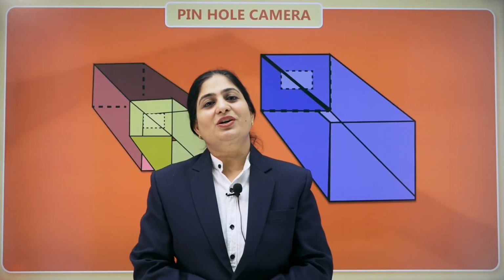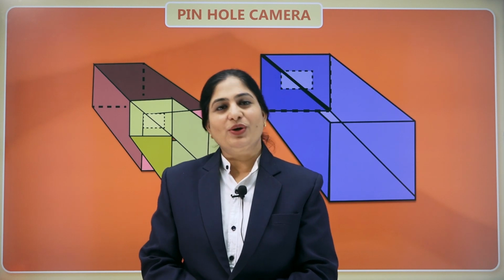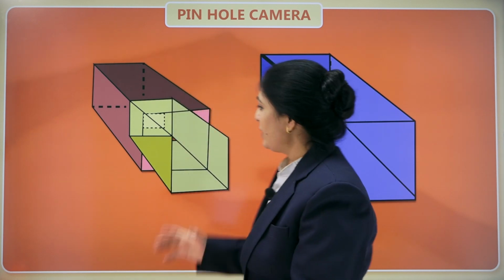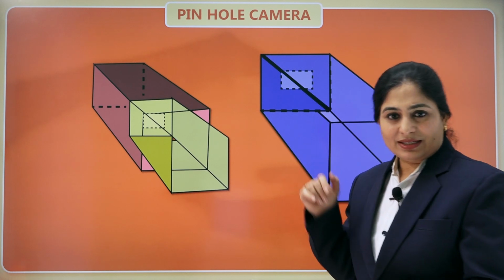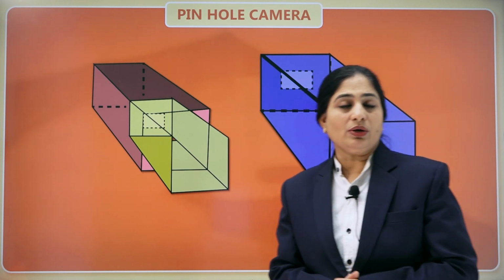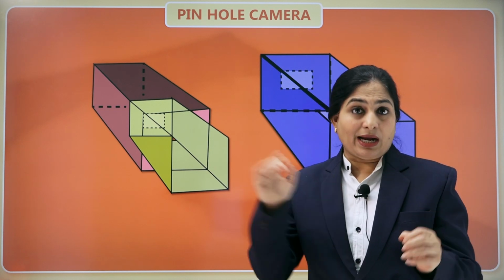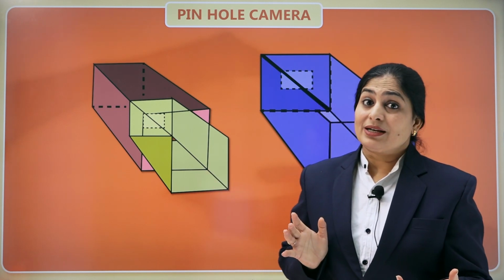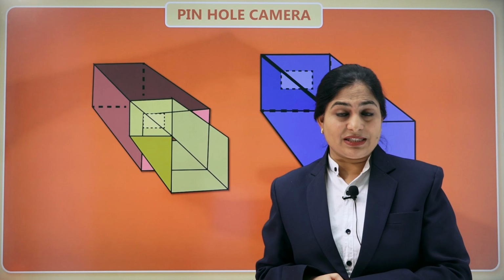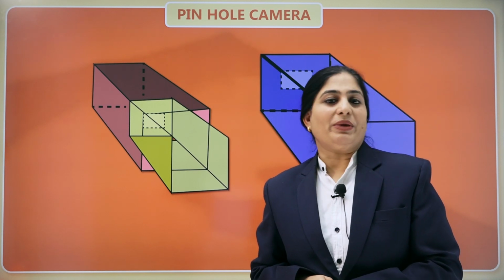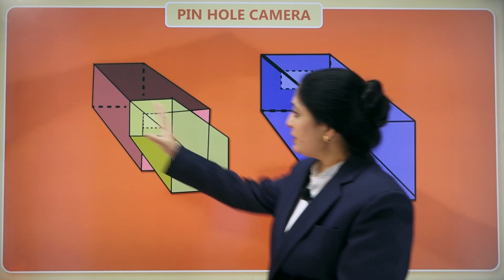Now let us talk about the next topic, that is the pinhole camera. What is a pinhole camera? You can see the image here. Let us see what a pinhole camera is. The pinhole camera is used to see an object and it makes use of the characteristic of light that it travels in a straight line.